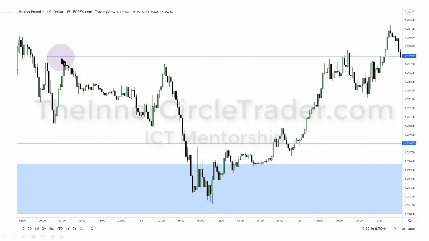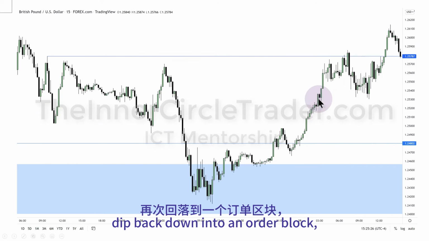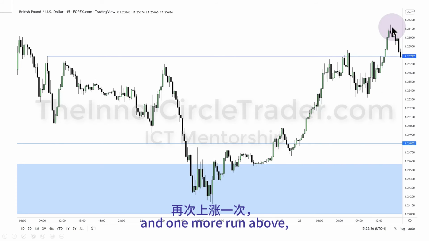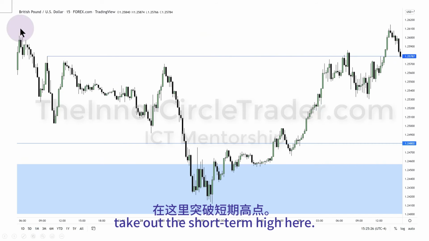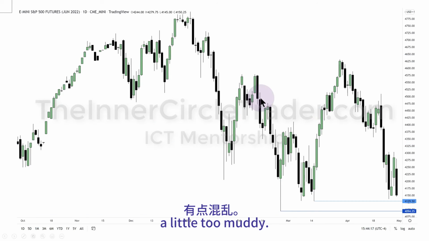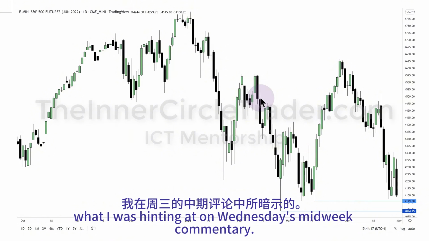All right, so relative equal highs, 15-minute time frame. After coming into this imbalance here, we rally up, sweep them, dip back down into an order block, rally, short-term market structure here, order block, and one more run above to take out the short-term high here. Thursday and Friday's price action a little too muddy, and again, it's just kind of like what I was hinting at on Wednesday's midweek commentary.